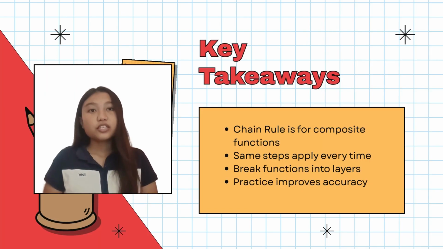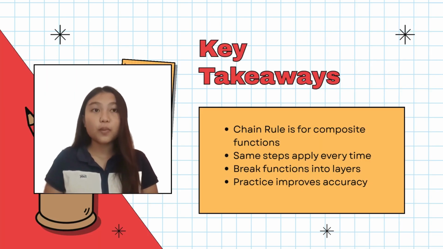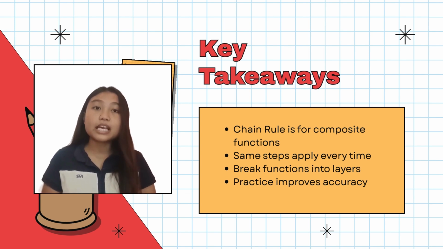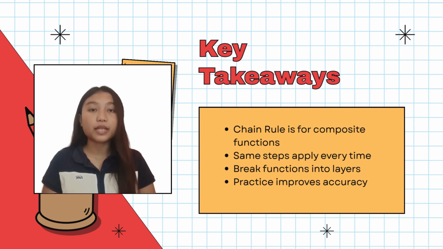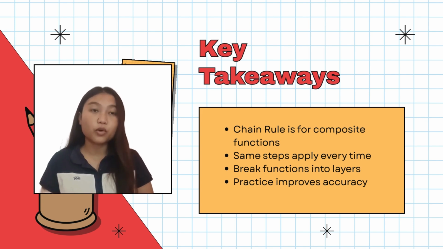To conclude, the chain rule is used to differentiate composite functions by accounting for changes at every level. The same steps apply regardless of complexity. With consistent practice, identifying and applying the chain rule becomes easier and more accurate.